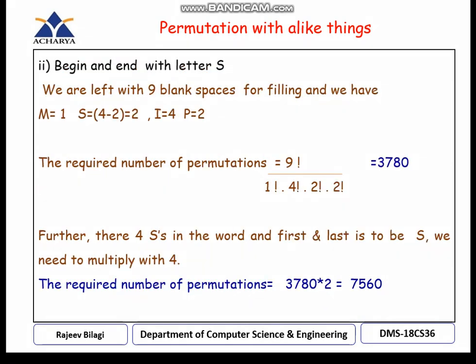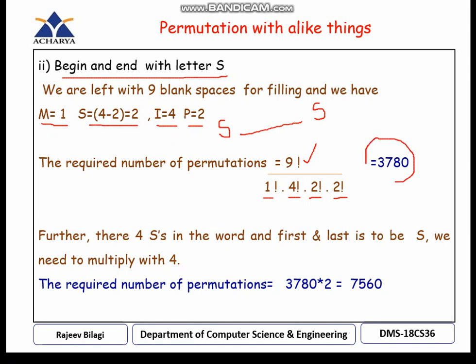So next is begin and end with S. If you look, beginning with one letter, that is S, and ending with S, this will be fixed. So now in between you have 9 different characters or letters you can add. So M is equal to 1, S is equal to 4 minus 2, that is 2 options, I is equal to 4, and P is equal to 2. With this, the number of required permutations is 9 factorial divided by 1 factorial into 4 factorial into 2 factorial into 2 factorial, which is equal to 3780.